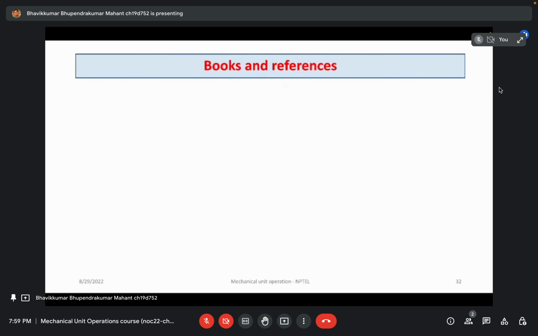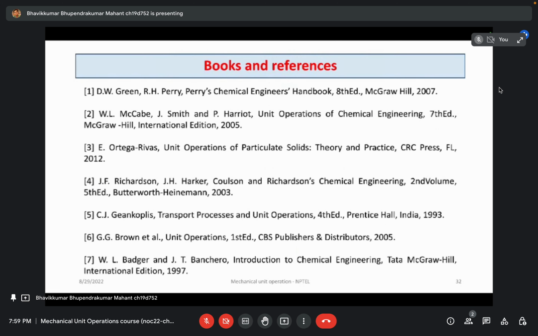Now in this particular topic, the professor used many of the books, and I also follow the same. The Perry's Chemical Engineering Handbook is important for this, and then Unit Operations of Chemical Engineering by McCabe and Smith, Unit Operations of Particulate Solids by Ortega-Rivas, and some of the basic books which we have been using since the first lecture.